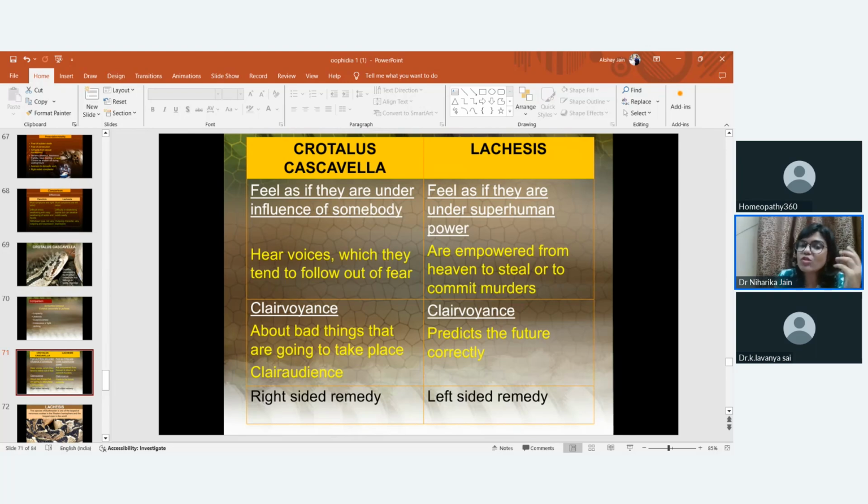Crotalus cascavella patients also hear a voice which they tend to follow out of fear. There is clairvoyance and clairaudience about bad things that are going to take place. It is a right-sided remedy, while Lachesis is left-sided. They are also clairvoyants and predict the future correctly, and they feel empowered from heaven to steal or commit murders.